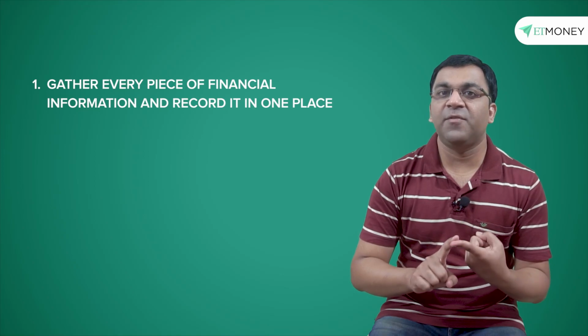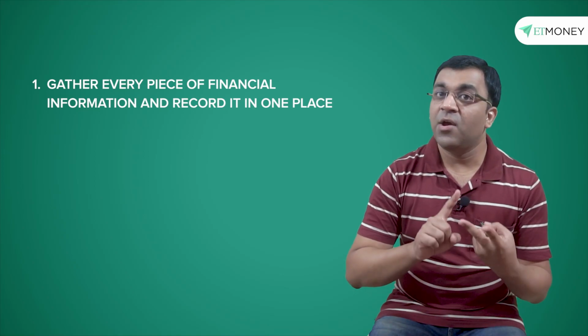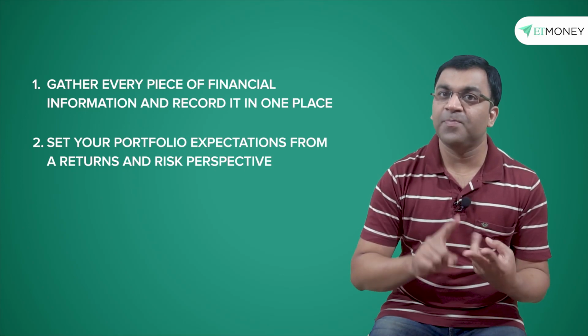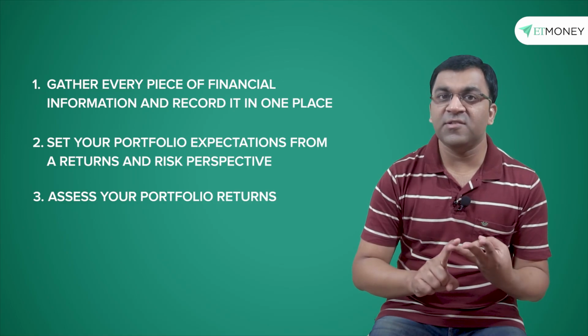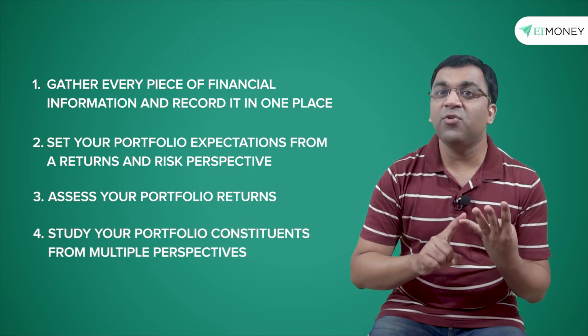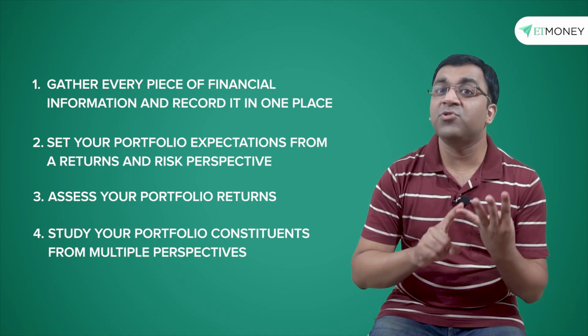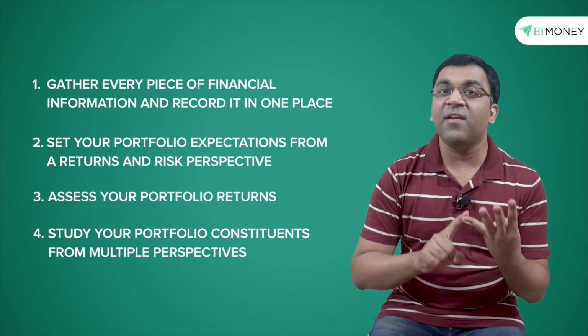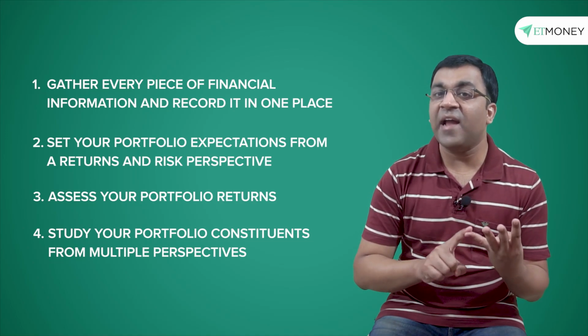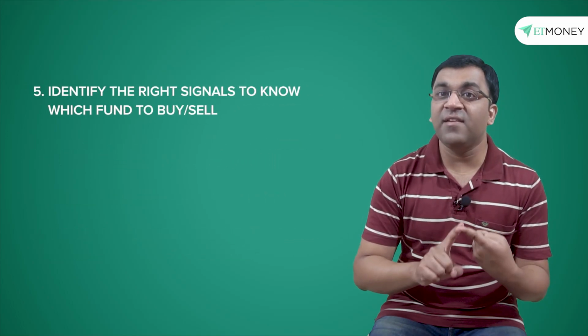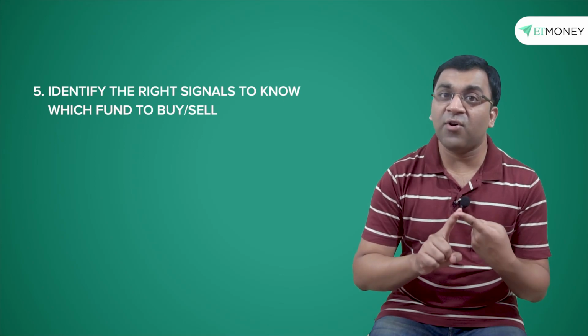So to quickly summarize, here are those 8 steps. 1. Gather every piece of financial information and record it in one place. 2. Set your portfolio expectations from a returns and risk perspective. 3. Assess your portfolio returns. Point 4. Study your portfolio constituents from multiple perspectives, such as the core versus satellite approach, the right benchmarks, and of course track your alpha, beta, standard deviation and Sharpe ratio. Then comes point 5, which is about identifying the right signals to know which funds to buy, retain or sell.